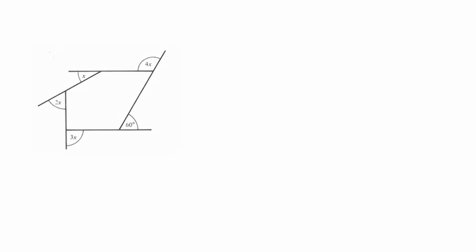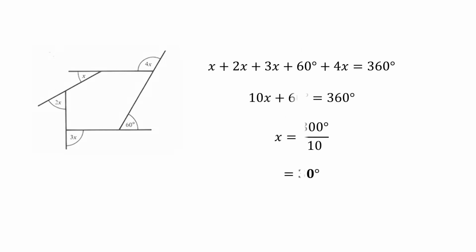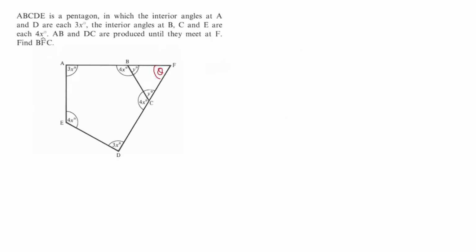Here there's a question. What we can see is that all of them are exterior angles. They are outside of the polygon, right? As we already know, whatever the polygon, the sum of the exterior angles will be 360. So now you can add them up: x, 2x, 3x, 60 and 4x. When you add them, we get 10x plus 60 equal to 360. When you solve it, you will get the answer for x, that is 30 degrees. Okay, let's move on to the next question.